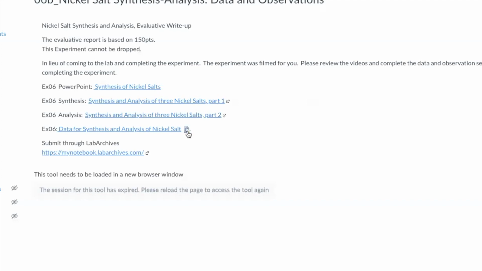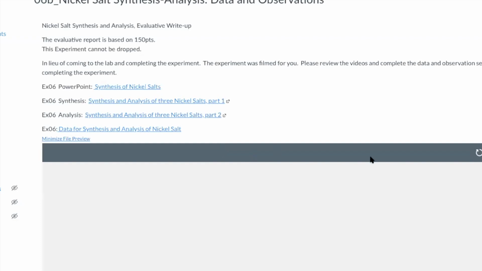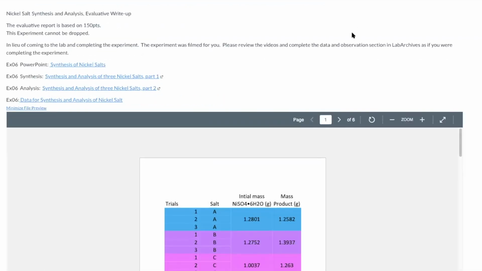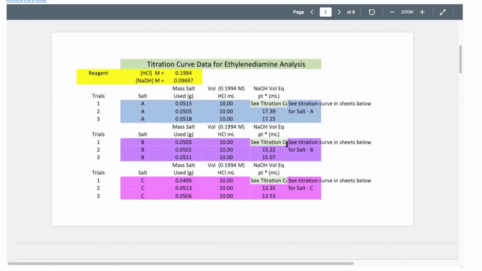Let's take a look at the data sheet. So I'm going to open up the data sheet. Now I want to talk to you guys a little bit about this and then we're done. Again, this is the initial mass of the starting material. This is the final mass of the product for salt A, salt B, salt C. This right here is the titration curve analysis for ethylenediamine.